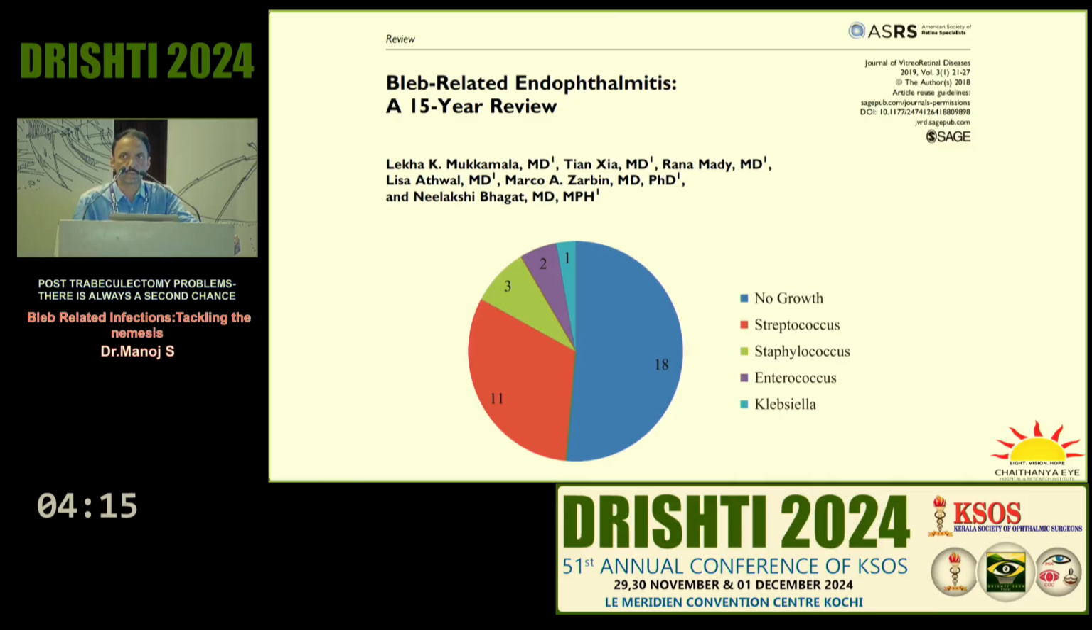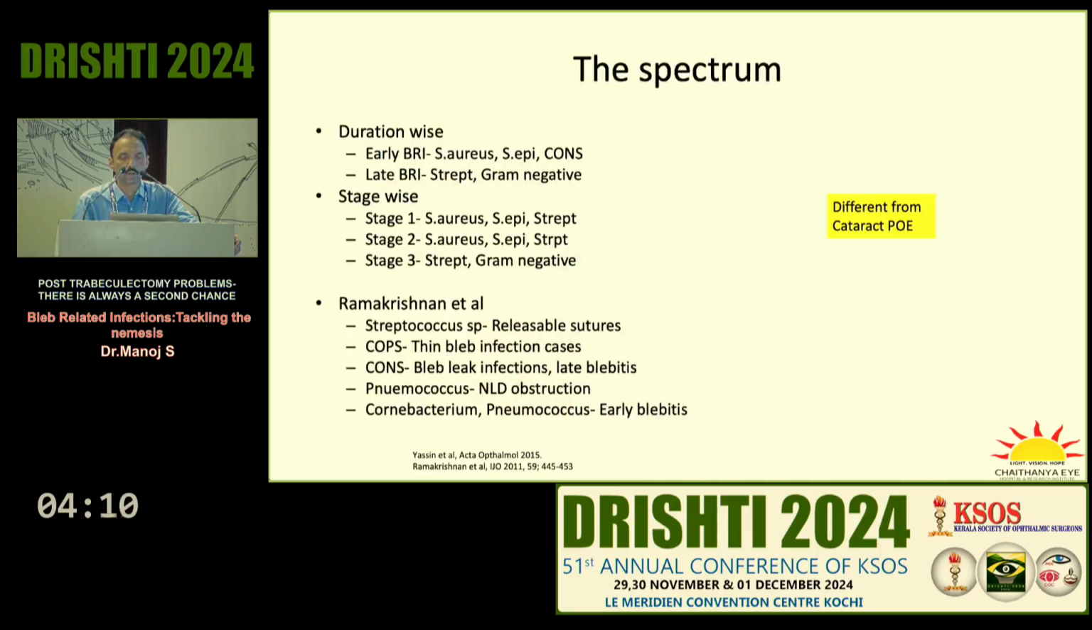Streptococcus seems to be the most common organism implicated. Following that is Staphylococcus, Enterococcus, and Klebsiella. The spectrum seems to be a little variable. It depends on the stage of the disease. The spectrum changes, and again, in early blood-related infection, it is mostly Staphylococcus which is implicated, and in late ones, it could be Streptococcus or gram-negative organisms.